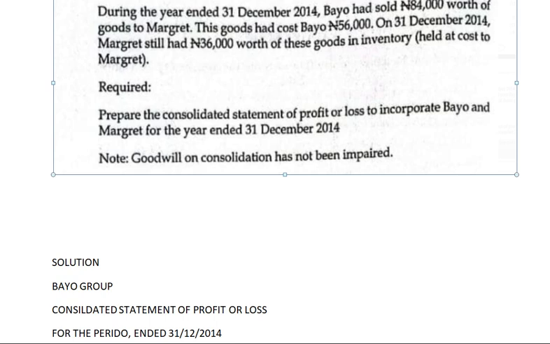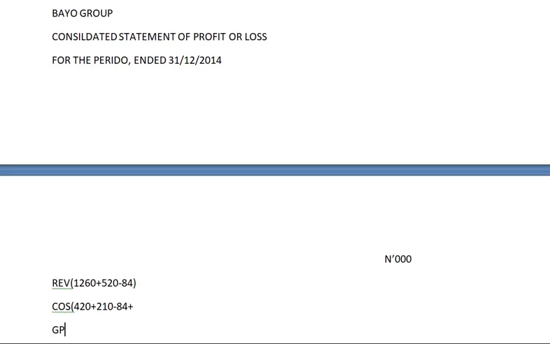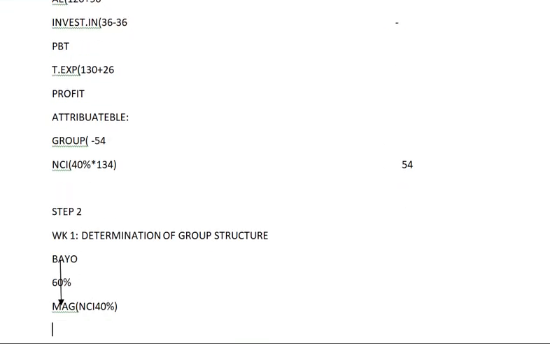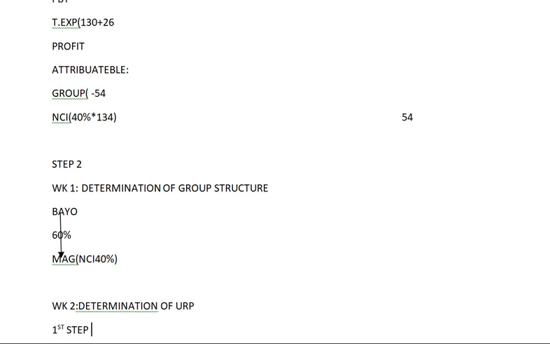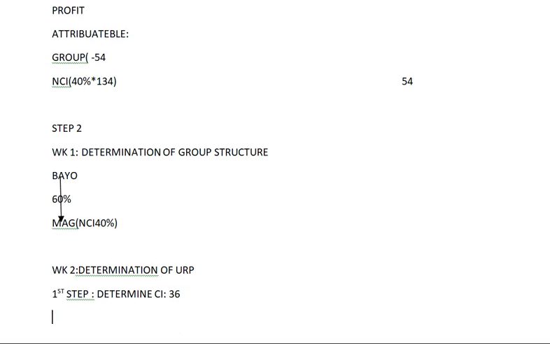They said Margaret still had 36,000 worth of these goods in his inventory. 36,000 is the closing inventory. So step 1, we determine closing inventory, and our closing inventory is 36. Then the second step, I said, you will determine the profit that was made on these sales.